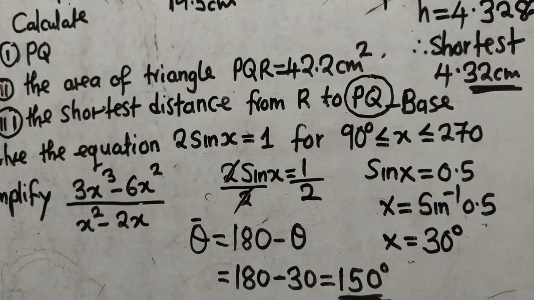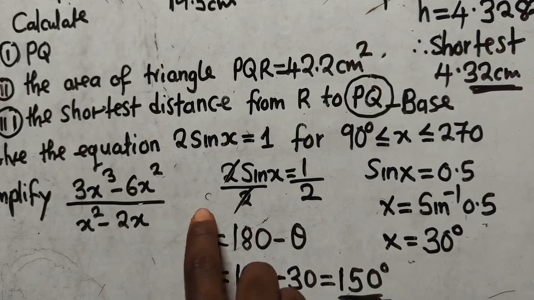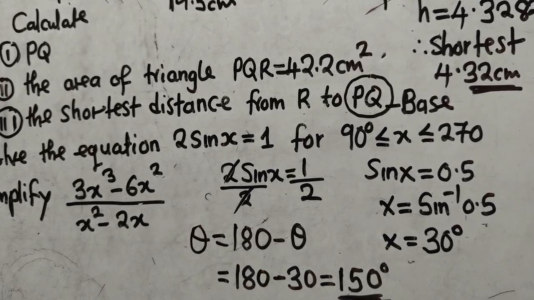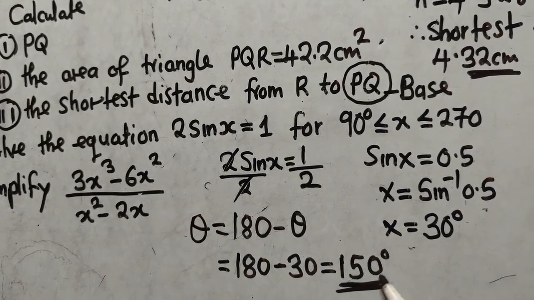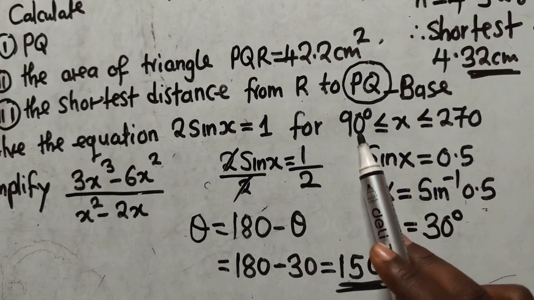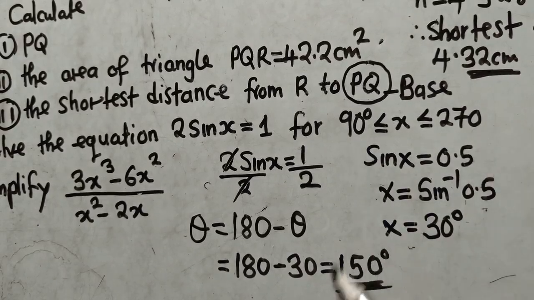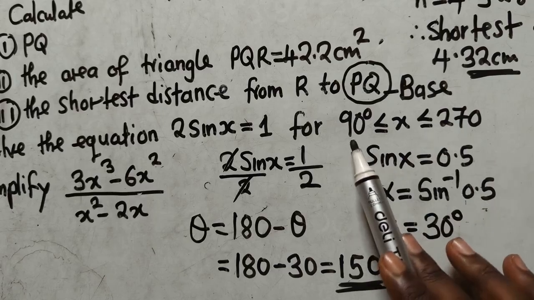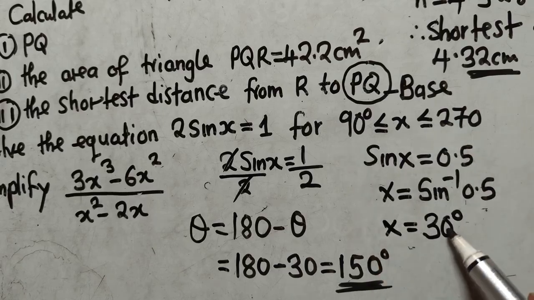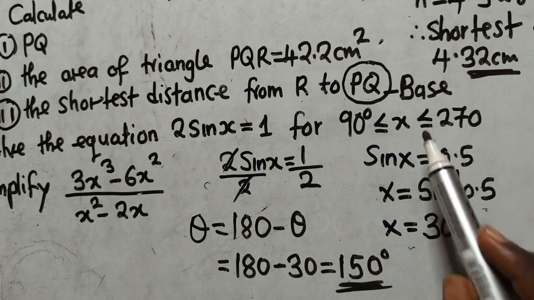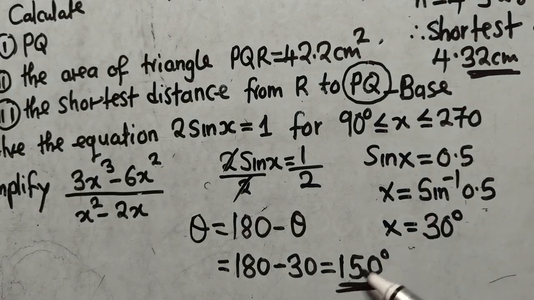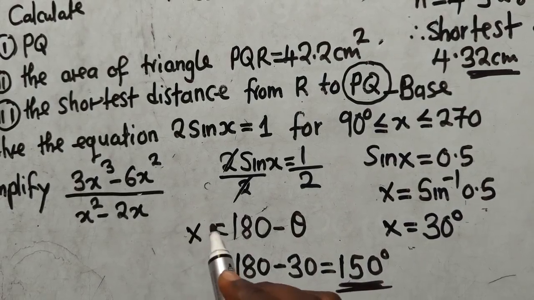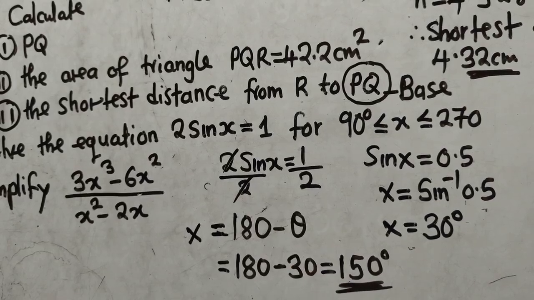150 is the answer. This is what you need to do. This answer is lying between 90 degrees and 270, so the answer is just 150, according to the information that we are given. If it was from 0 to 270, we would have said this one and that one. But in this case, we just want an answer that lies between 90 and 270. So x is equal to 150.